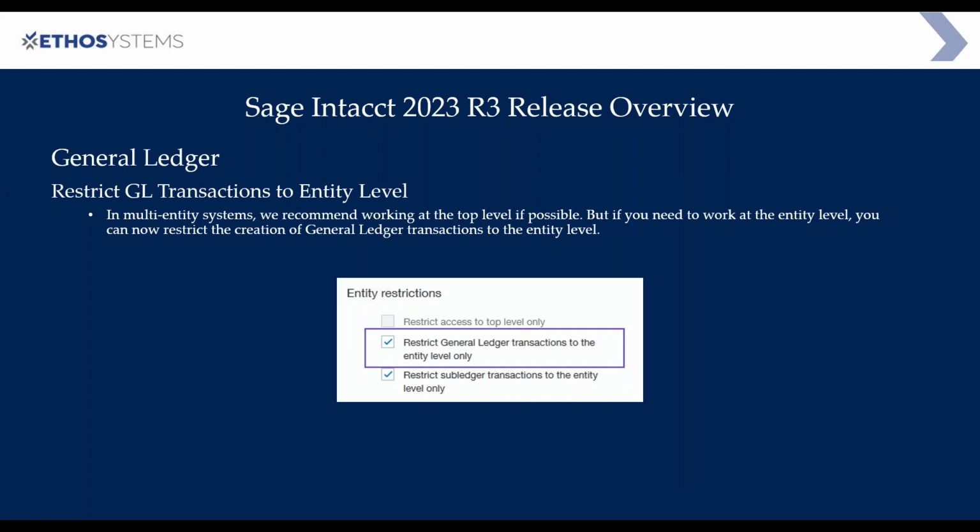All right, for those that are multi-entity, you now have the option to restrict general ledger transactions to the entity itself. We do recommend, however, if you are multi-entity, to try and do as much as you can at the top level. However, if you need to restrict work to the entity level, you now have the ability to do so with the general ledger transactions themselves as well by clicking this checkbox. And this is under the multi-entity configuration within Sage Intacct.